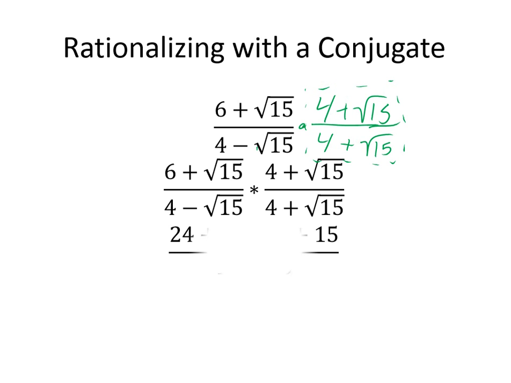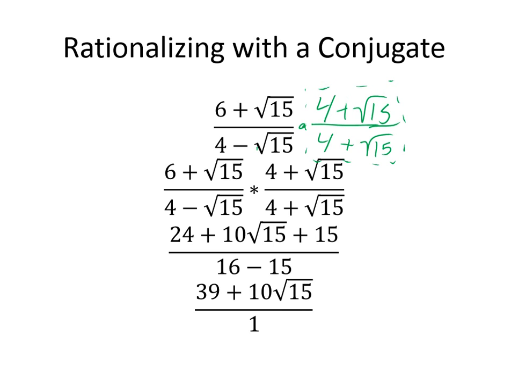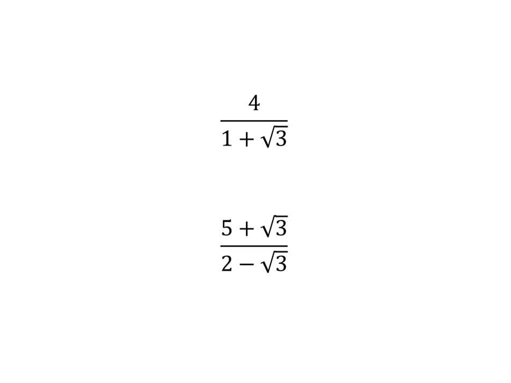You would just FOIL it through, which would get you 24 plus 10 root 15 plus 15 all over 16 minus 15. And again, this is just multiplying, FOILing everything through. Then you simplify it down, which gets us 39 plus 10 root 15 all over 1, or just the top part. As you see, what the conjugate does is it helps us rationalize it.